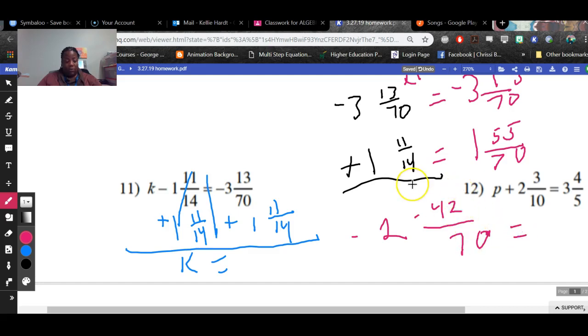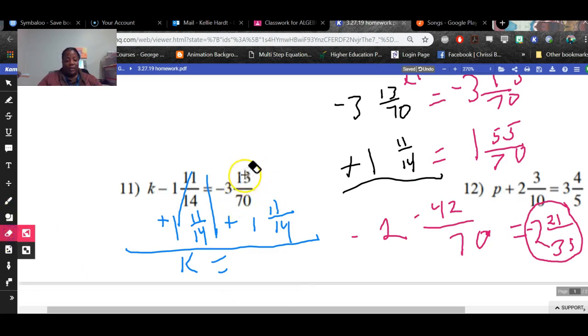This can reduce, because those are even numbers. 42 divided by 2 and 1. 42 divided by 70. Excuse me, 70 divided by 2. 70 divided by 2, 35. Looks good enough for me. And bring it over, that negative 2. And all that work for that final answer. And we've got one more.